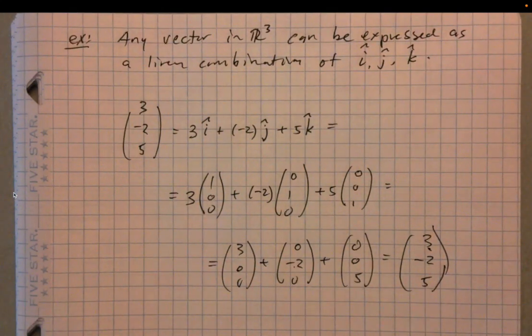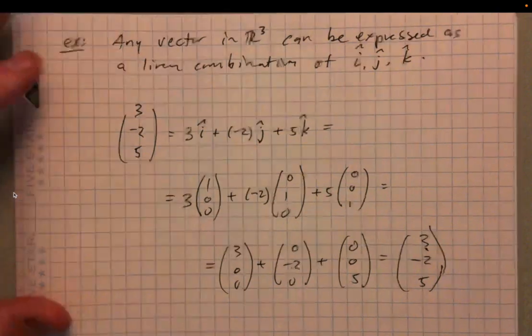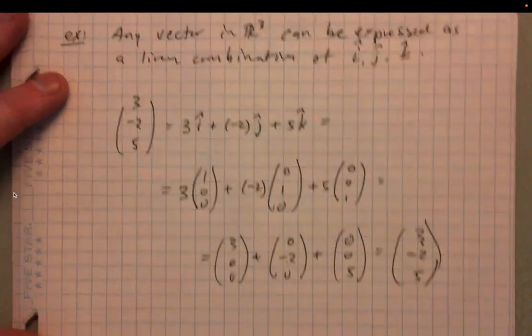Obviously the same thing is true in R2, just using i and j. I can represent any vector in R2 just using i and j. And it turns out that any vector in Rn can be represented by using the n standard unit vectors from Rn. We'll get into more of this next time for sure, but that's a great place to leave off with this one.